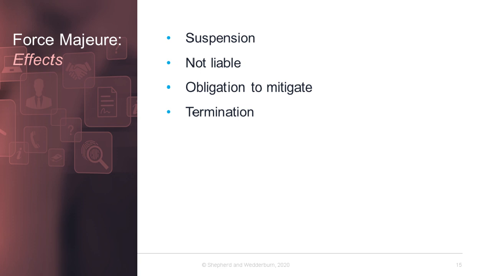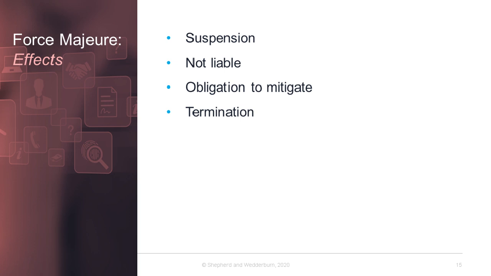Typical effects of a force majeure clause are suspension, so the affected obligations do not go away or disappear. They're simply paused, and the relevant obligation of the contract will be reactivated once the force majeure event comes to an end. Removal of liability, so where the non-performing party's liability for that non-performance or delay is removed. Again, this is usually for the duration of the force majeure event. The obligation to mitigate, which Matt's just touched on, and also termination.